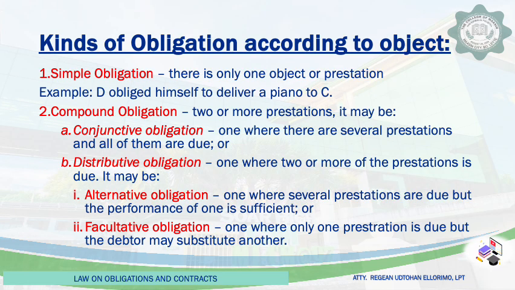Okay. Now, again, alternative, several prestations are due, but performing one is enough to extinguish the obligation. For example, D must deliver either a piano or a guitar to C. So, once D delivers one, for example the piano, the obligation is fulfilled. In facultative, class, only one prestation is due, but the debtor may substitute it with another. Example, D must deliver a piano to C, but may instead deliver a guitar. Now, the main obligation is the piano. The guitar is only a substitute, optional to D.